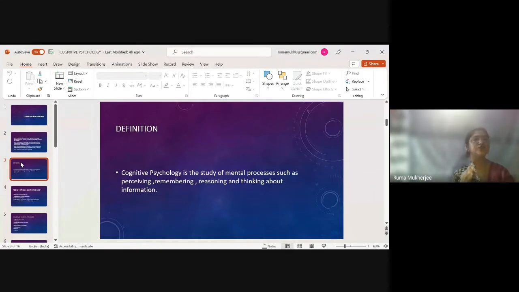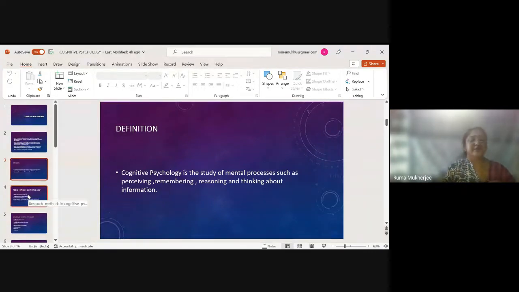That means due to lack of rehearsal, or some frustrating situation, or maybe some other extraneous variable, we sometimes forget something. Now, cognitive psychology is interested in what is generally called mental phenomena. Now, what are the mental phenomena? For example, perception, learning, memory, thinking, etc. So, this is the scientific study of the mind.